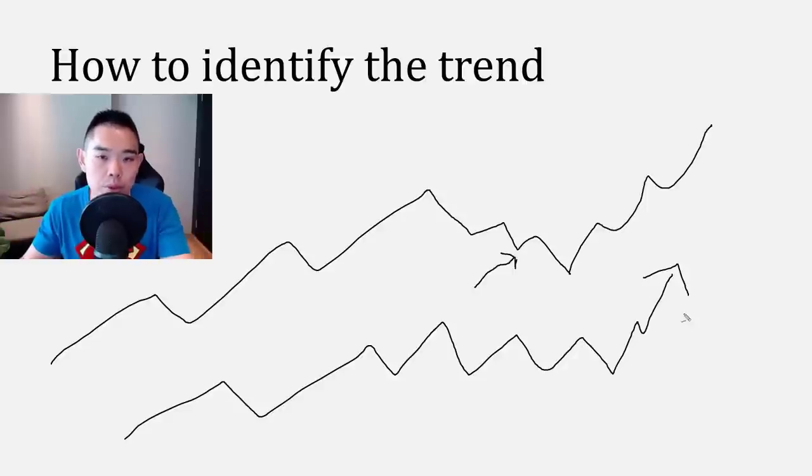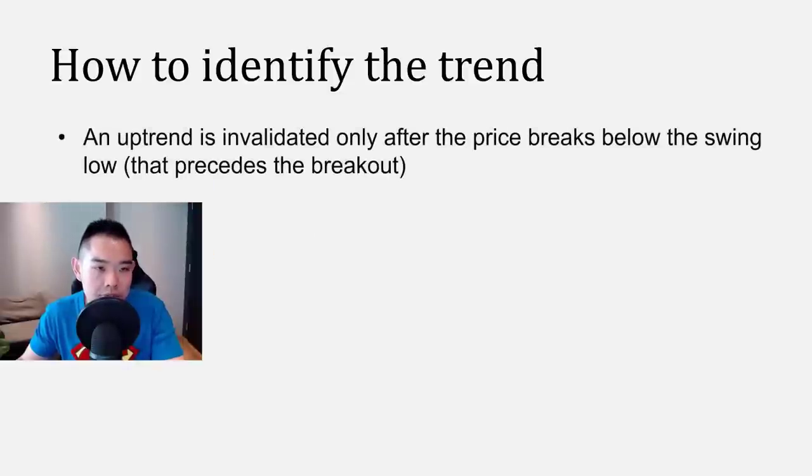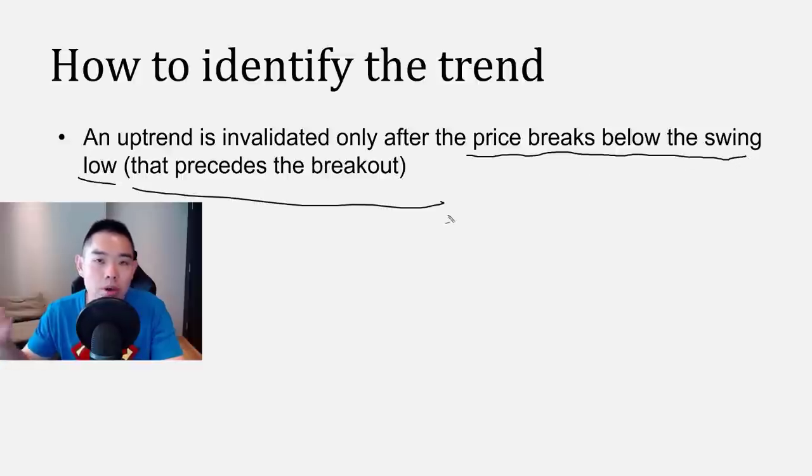This is where I'm going to share with you something really important, so pay attention. Basically, an uptrend is invalidated only after the price breaks below the swing low that precedes the breakout. What do I mean by this? Let me give you an example.